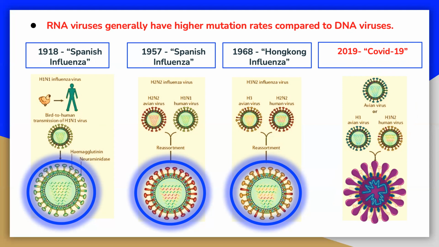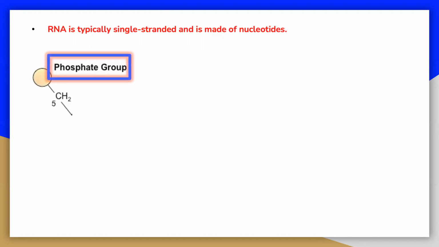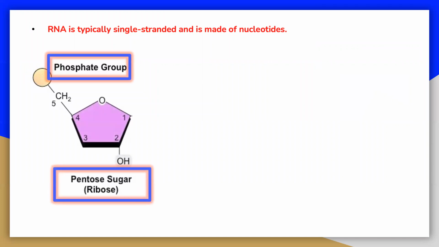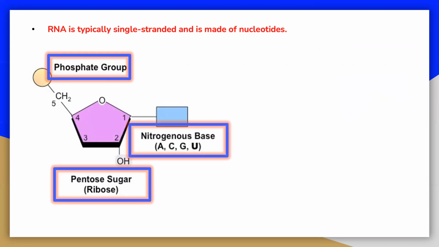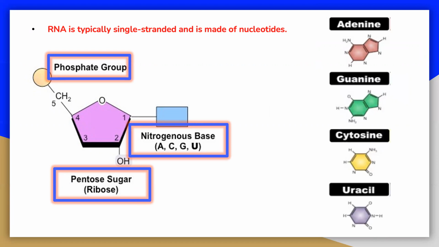Now, let's examine RNA's structure. RNA is typically single-stranded and is made up of nucleotides, just like all the other nucleic acids. The phosphate group is attached to the hydroxyl group of the fifth carbon of the ribose sugar. Each nucleotide in RNA contains a ribose sugar with carbons numbered 1 through 5. A base is attached to the first carbon. In general, the nitrogen-containing bases of RNA are adenine, guanine, cytosine, and uracil.